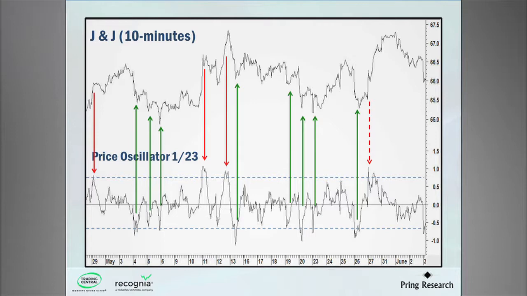Not all tops are signaled with an overbought condition. This one, for instance, developed as the oscillator was barely able to move above zero. A classic above-average decline setup, complete with this small top.